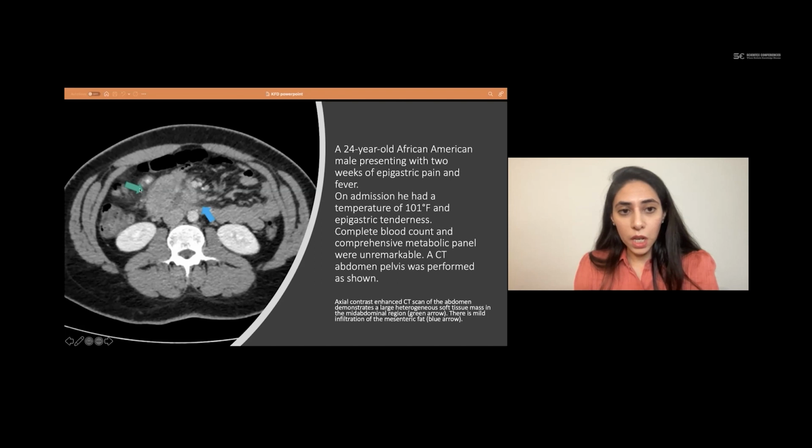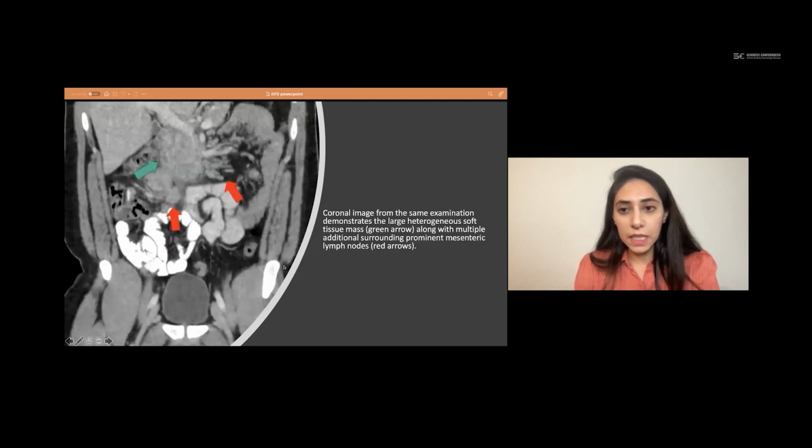There was a heterogeneous soft tissue mass in the mid-abdominal region, as shown by the green arrow, and there was also some mild infiltration of mesenteric fat, as shown by the blue arrow here. This is the coronal image of the same scan, and it again shows the heterogeneous mass in the abdomen and some additional prominent lymph nodes which were visualized.